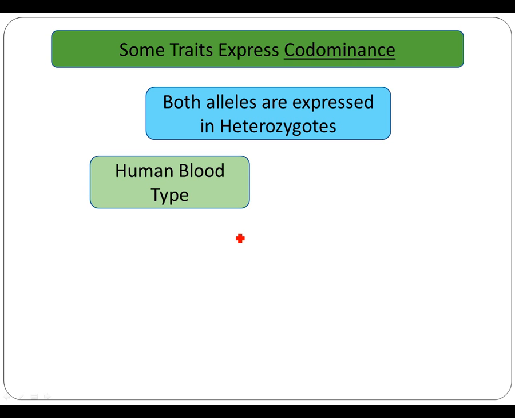If you have the A allele, you would have type A blood. If you have the B allele, you would have type B blood. If you have the O allele, you don't have those glycoproteins expressed at all. If you have AB, you have both of those alleles. So that's an example of codominance: instead of just A or B, I could have AB, found in about 4% of the population. That's found on chromosome number 9.